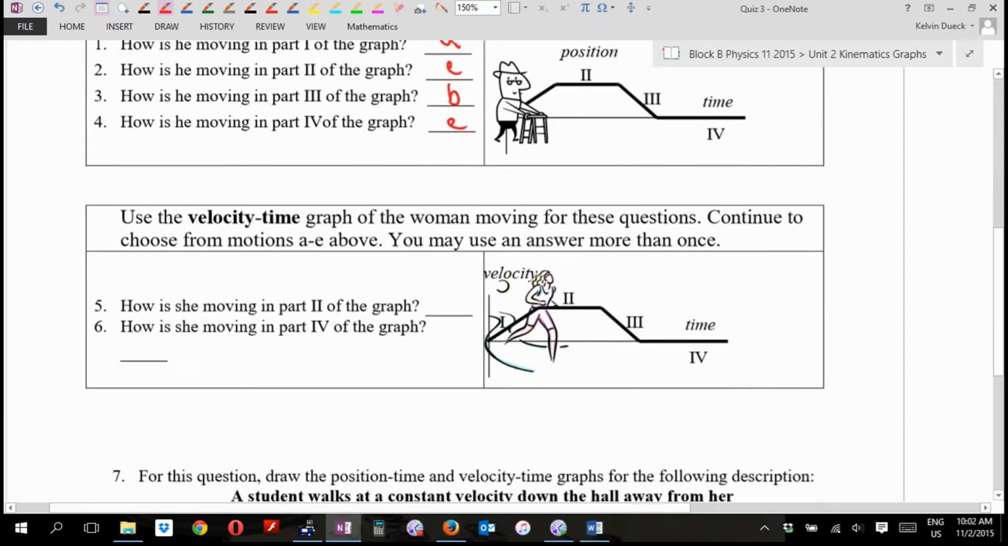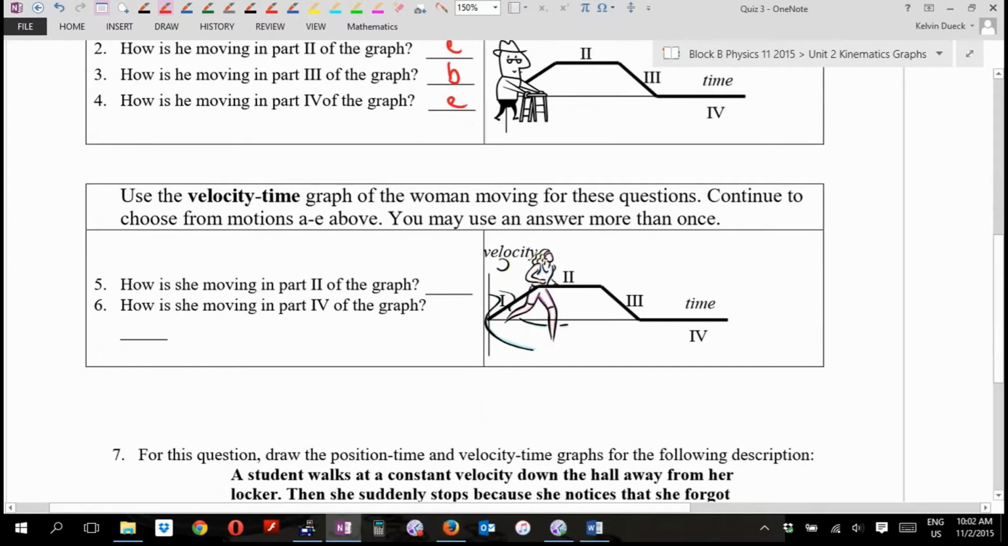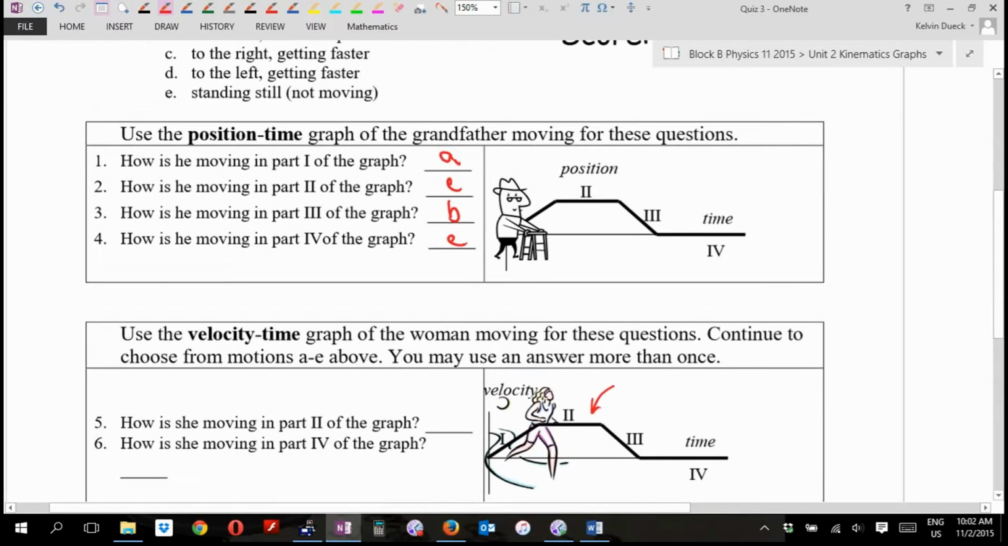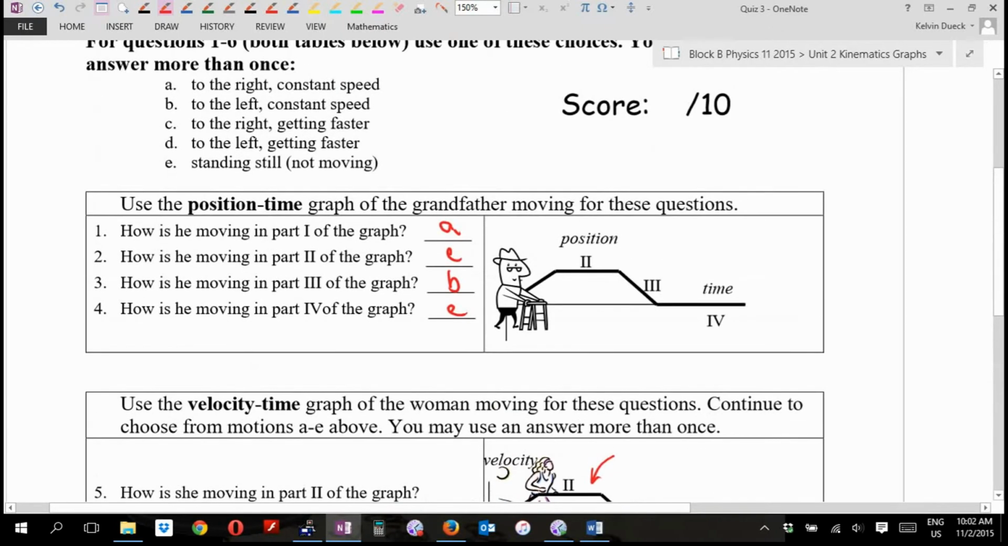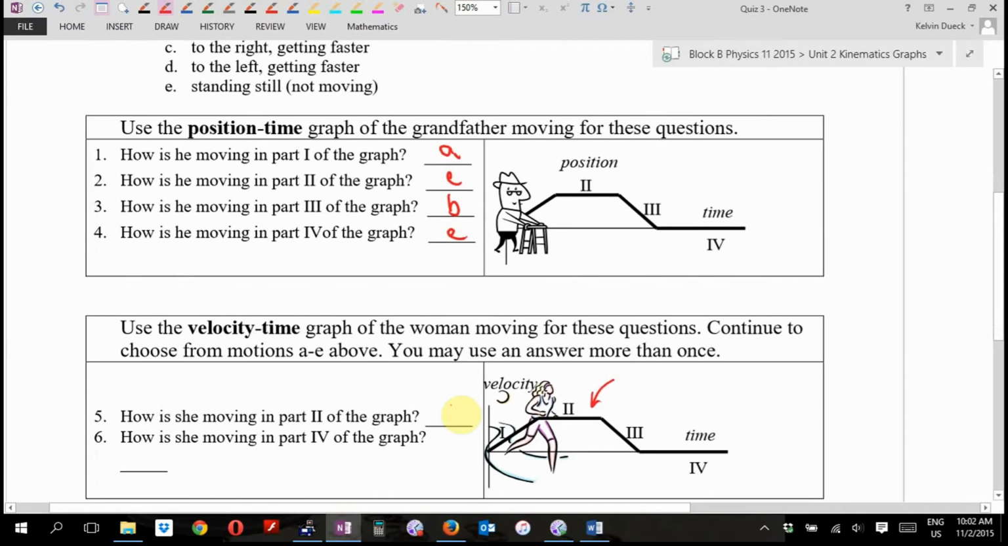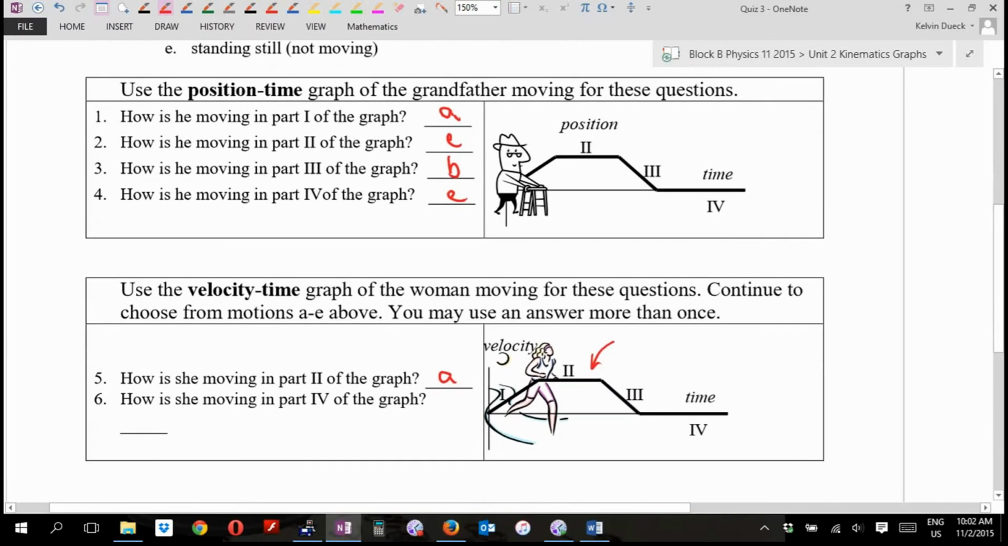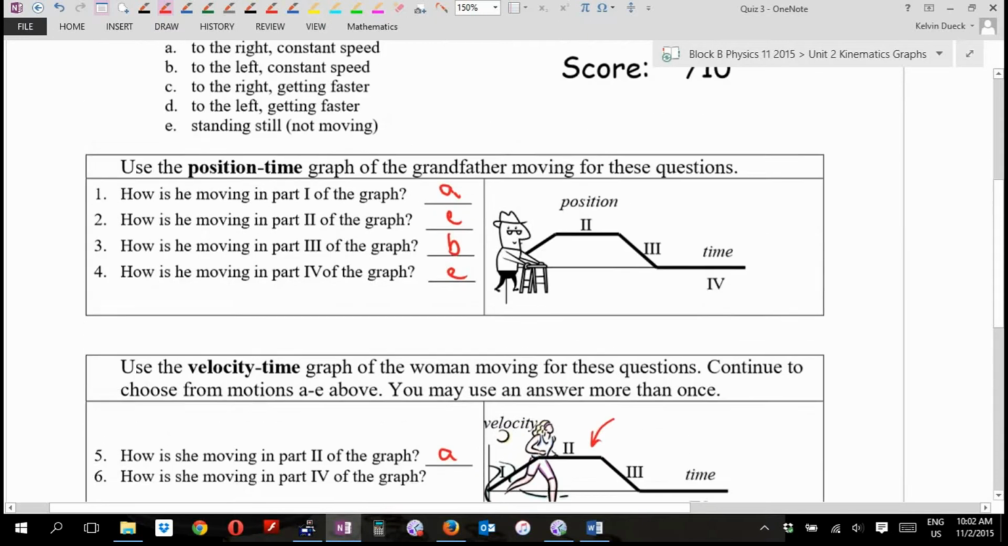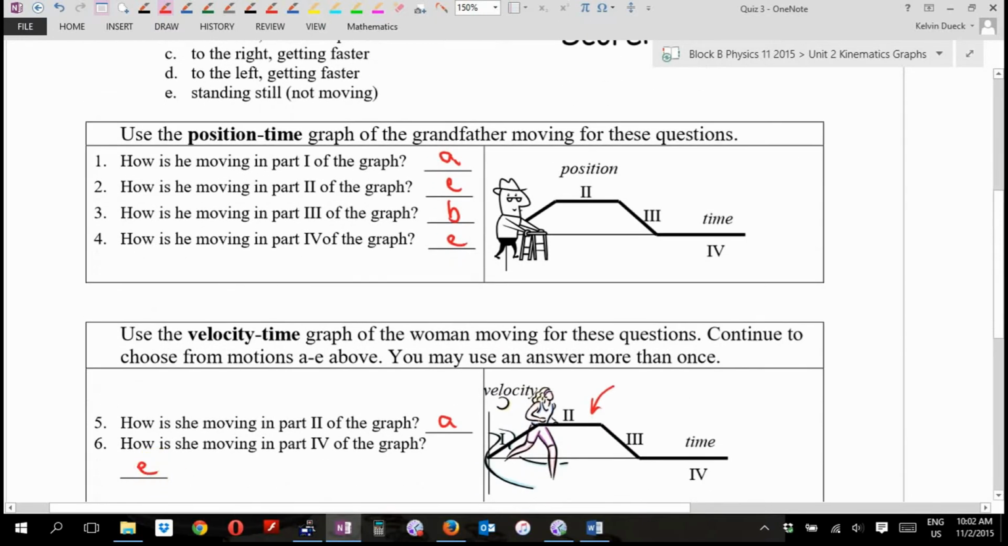Okay. Oh, I gave you a velocity time graph. Oh, same graph. There you go. I didn't even realize that. How is she moving in part 2? Does that mean at rest on a velocity versus time graph? No. That means constant speed above the x-axis or below the x-axis. Above, which would mean to the right. So A as well. Is that right, I think? And how is she moving in part 4? That would be E, standing still at rest.